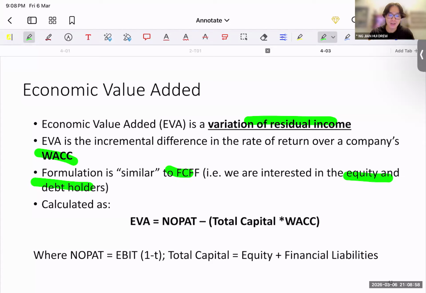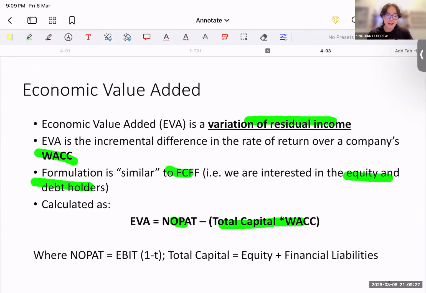Our economic value added uses the NOPAT, or net operating profit after tax. We'll have a lot of discussion on what NOPAT is in just a bit. But we use the NOPAT, which is like the net income, minus the total capital times WACC, and this is called the capital charge. So we take NOPAT minus a capital charge.